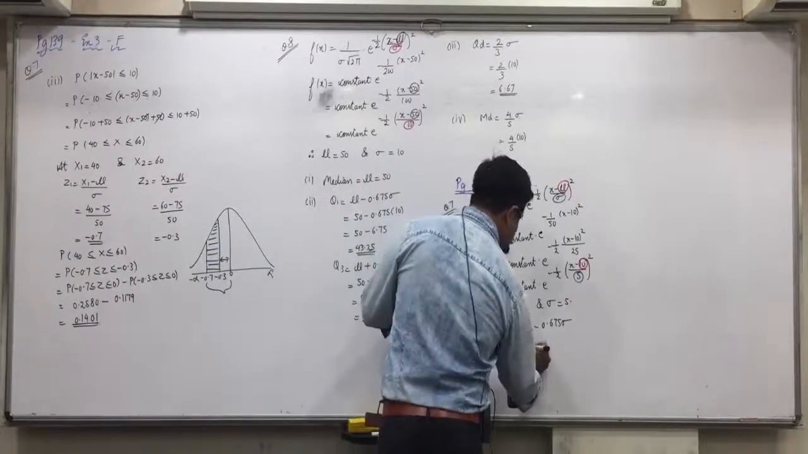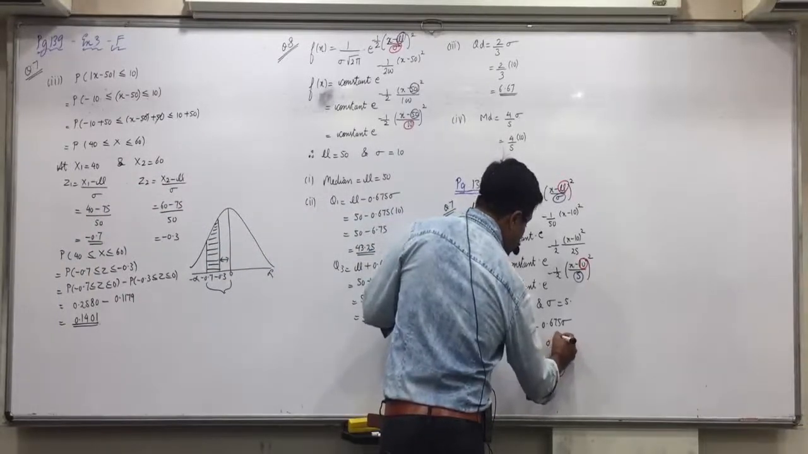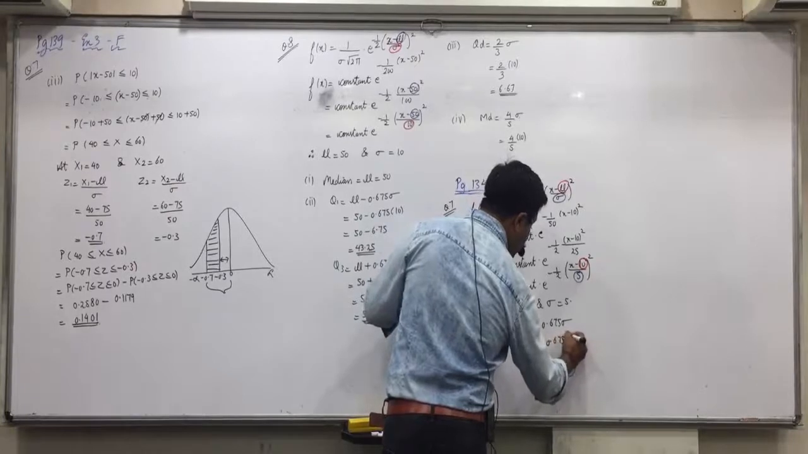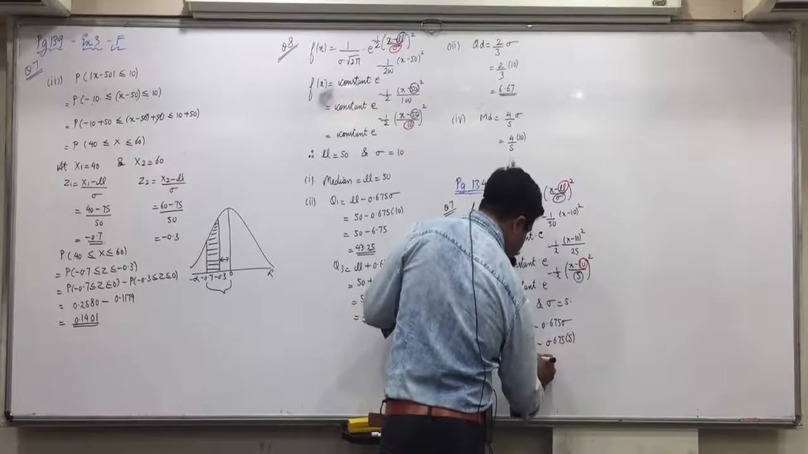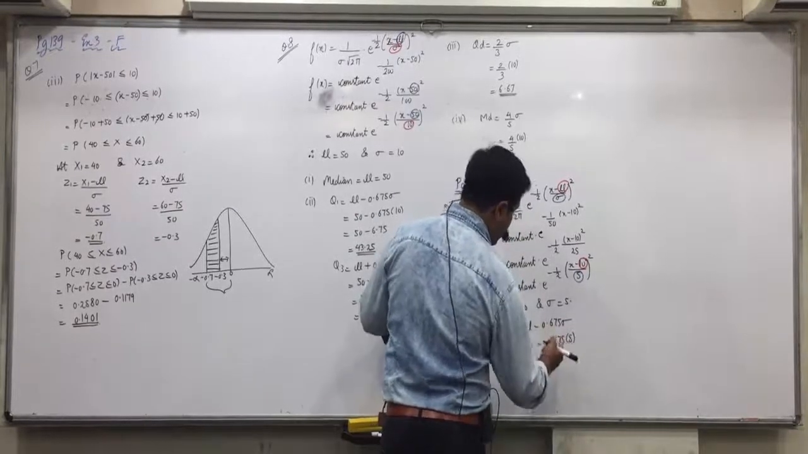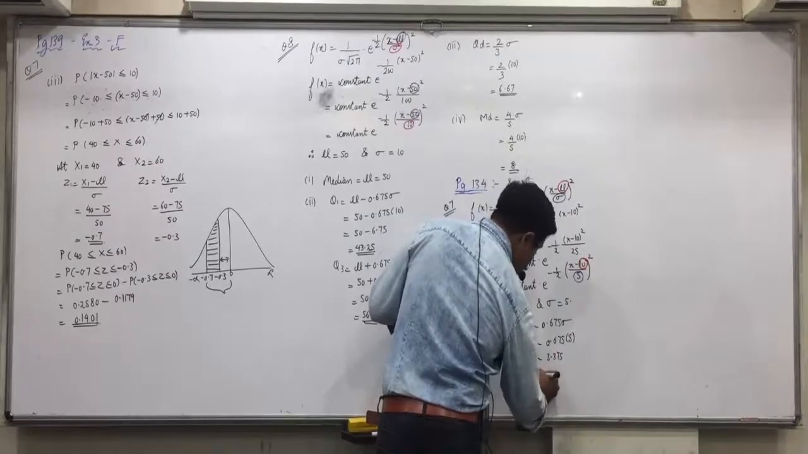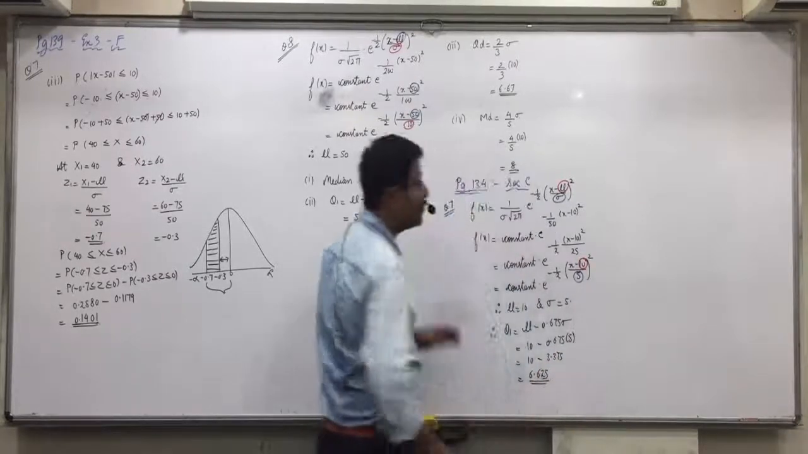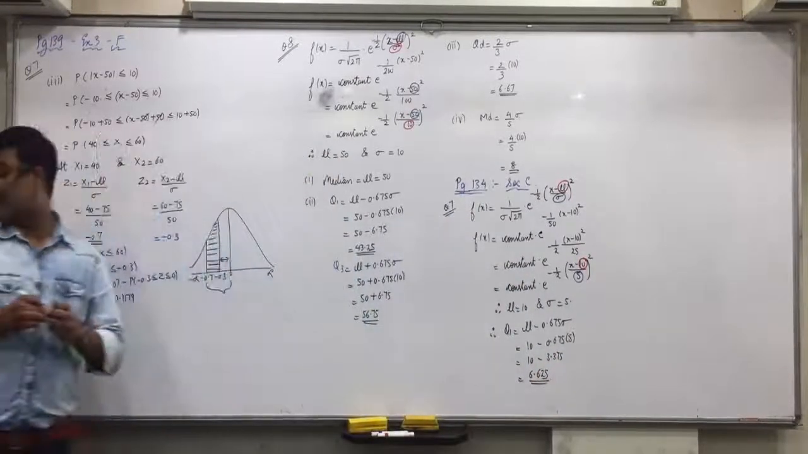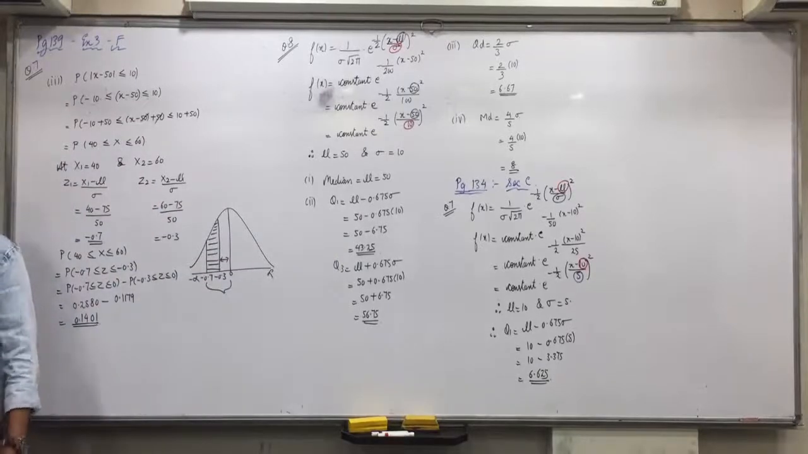Mu is 10 minus 0.675 into sigma, which is 5. 0.675 into 5 is 3.375. So 6.625. Okay, Q1 comes to 6.625.